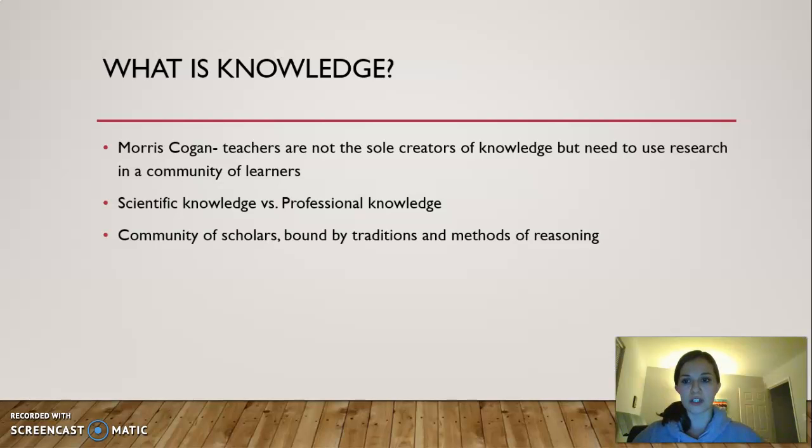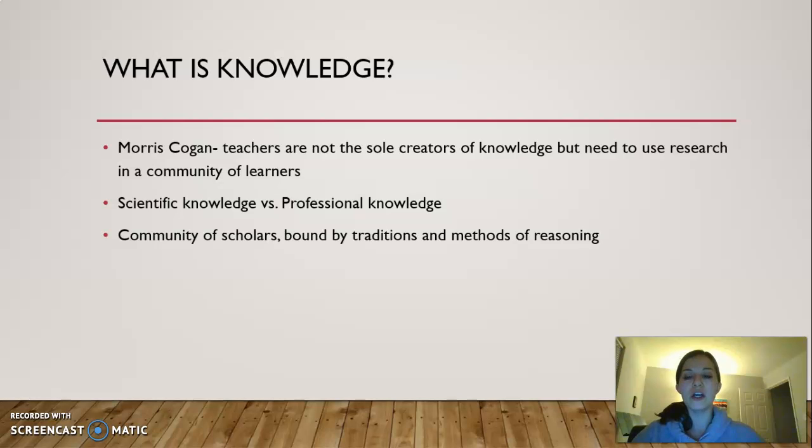Before she states her three versions of what a practitioner's knowledge should be, she makes a point that Morris Kogan, another individual on supervision, states that teachers are not sole creators of knowledge, but need to use research in a community of learners. So if we are going to be professionals, we have to use our research efficiently, but not in the sense that we have to create it on our own, like somebody doing doctoral work at the collegiate level.